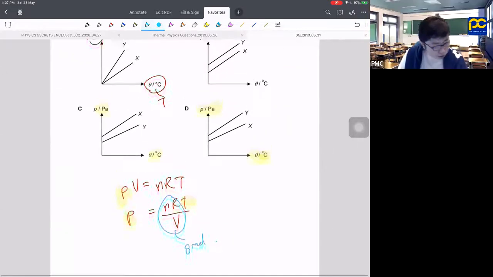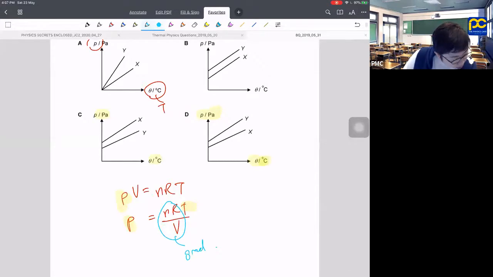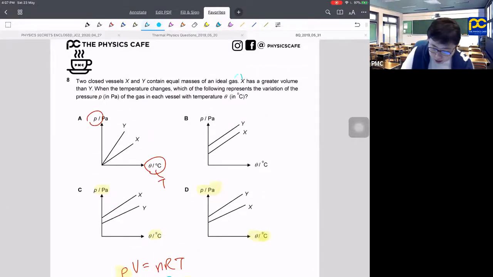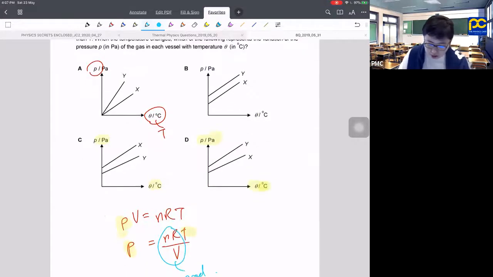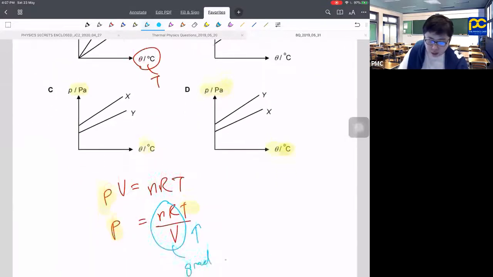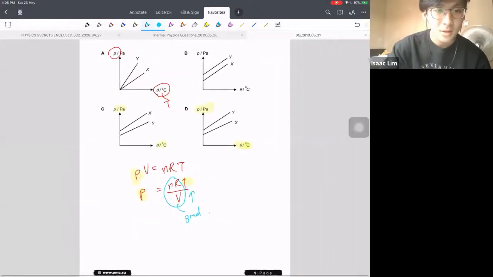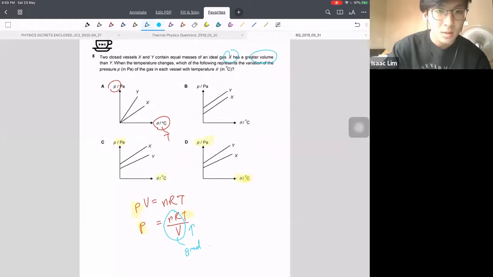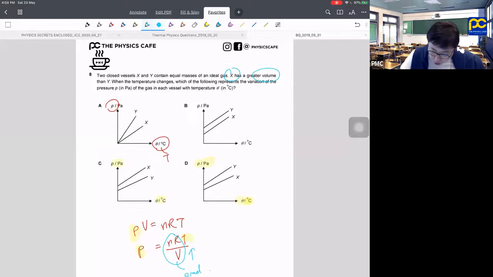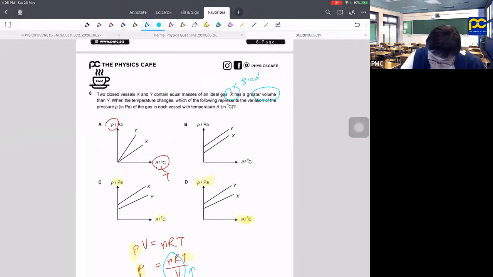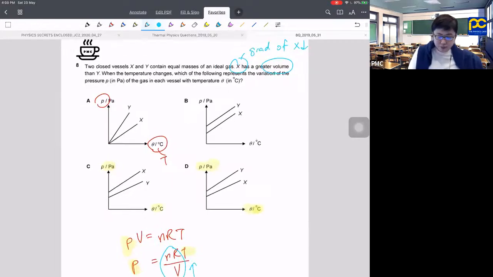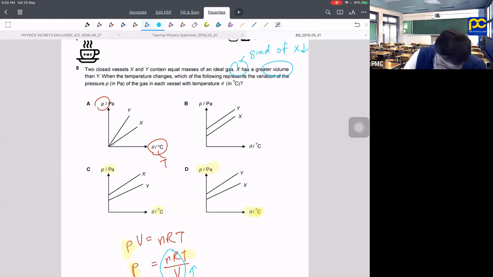So this question asks, if I were to have a greater volume, Vs is bigger. Greater volume means that the gradient will be higher or lower? Lower. Then what's the answer? Gradient of S will be lower. I write it down for you. You're saying that gradient of S will be lower because the gradient is nR over V, right?